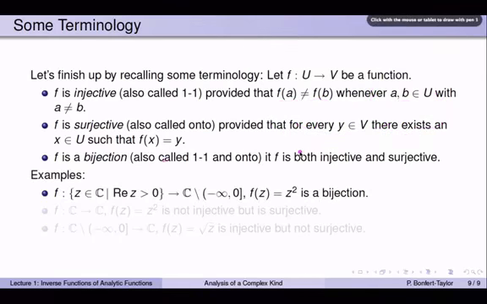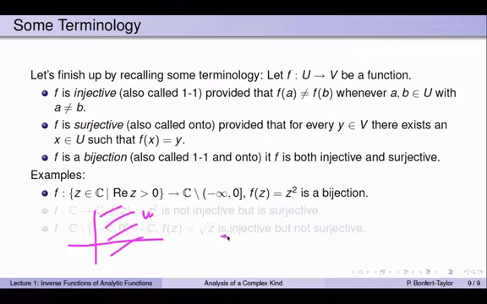Let's look at some examples. The function z squared is a bijection if I choose my domains appropriately. So here I chose for my u the set of all z's whose real part is positive. So my u is the right half plane. And my v that I chose up here is the whole plane minus the negative real axis. I'm taking away the negative real axis.